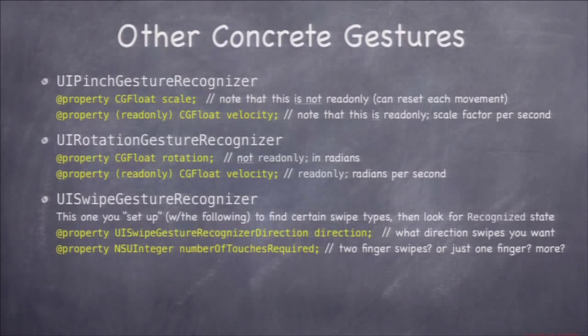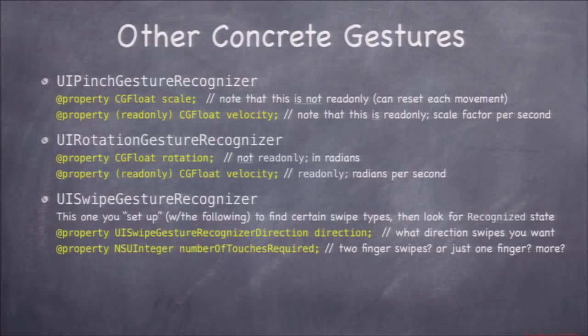Okay? So you create it, and then if a swipe happens that meets all that, you'll get your handler called once with recognized as the state. Does that make sense? So a swipe is something you don't track. It just tells you, oh, I saw a swipe.